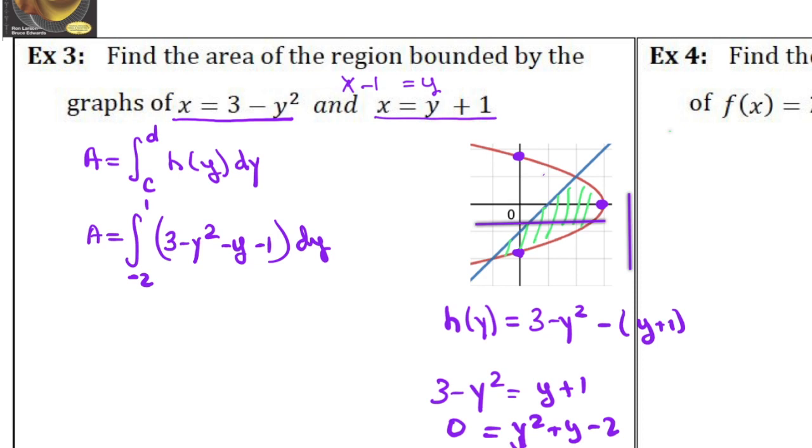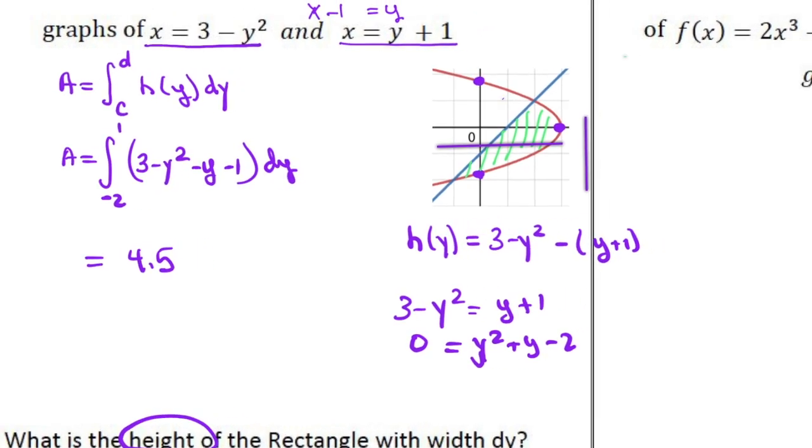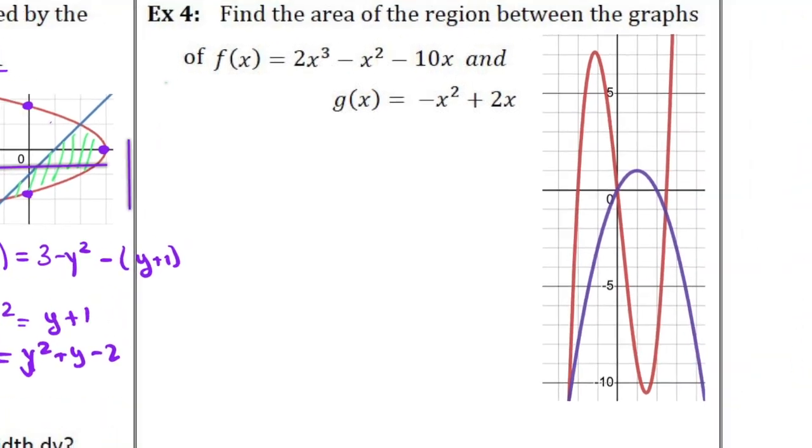And once we integrate, what we end up with is, once again, 4.5. So at times, it's important to change the height. Think of your rectangles going from right minus left instead of top minus bottom. It really depends on which functions you're using.